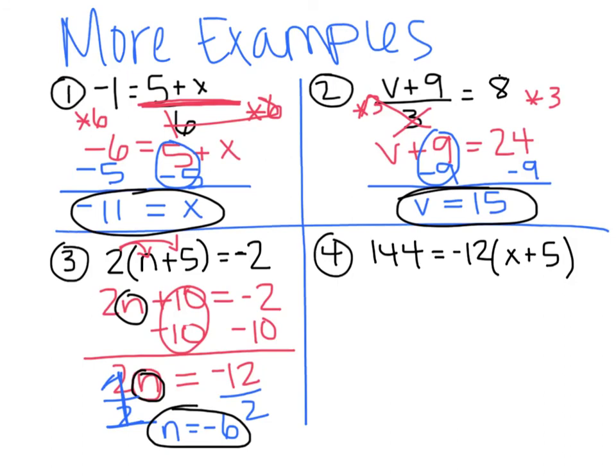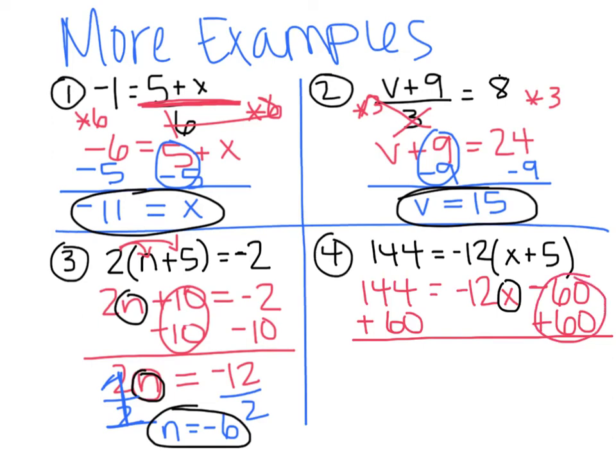Distributive property again, so we have to distribute before we can untie. So we are going to take 144, that's our solution, equals -12 times x is -12x, and -12 times 5 is -60. So that's what we're left with. Now we can untie so that we get our variable by itself. So we first have to add 60 because of the subtracting 60. Again, we do that to our constant and on the solution side.